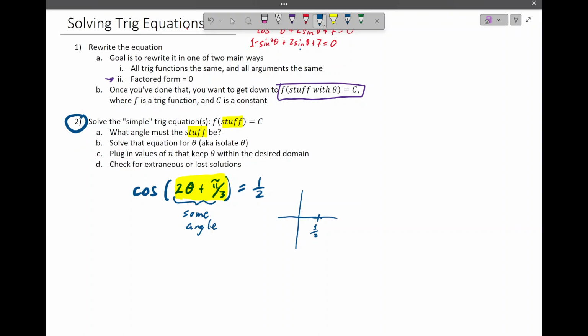So let's think, okay, if the cosine value is 1/2, that means I'm 1/2 over in the x direction. The first one that jumps to mind is this angle right here. That would be pi over 3, right? 60 degrees. And so I could go pi over 3, but of course, remember, I could go a full revolution around and go another 2 pi after that, and another 2 pi after that, and so on. So if the cosine of that angle is equal to 1/2, that stuff is going to be equal to pi over 3 or any revolution afterward.